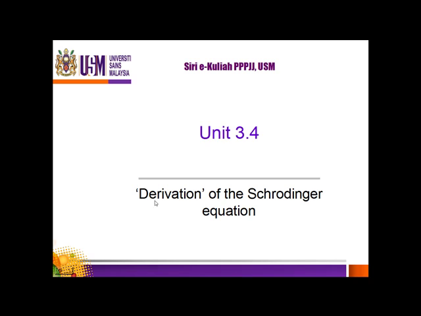If you notice here, I put apostrophes on the word derivation because actually the Schrodinger equation was not derived from any other mathematical operation, but it's actually just an inferment. Later we'll discuss how he inferred it from the relationship of total energy equal to potential energy plus kinetic energy. So it's not exactly derivation in a purely mathematical sense. Okay.